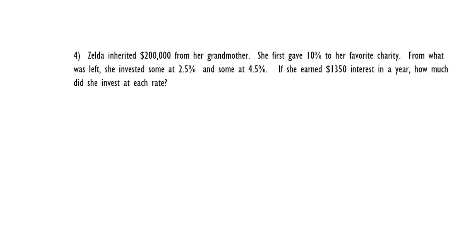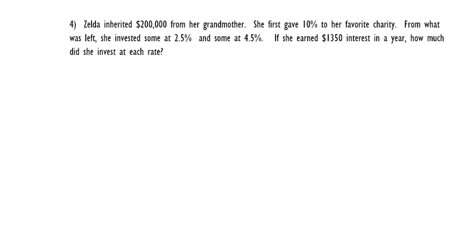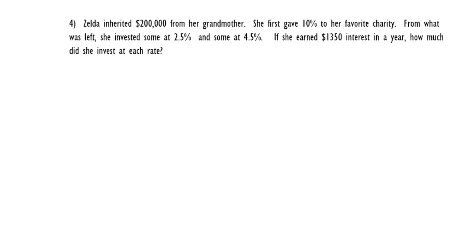Now, here's the second scenario. This is another interest investment kind of thing, but it's a little bit tricky with some extra information in here. It says that Zelda inherited $200,000 from her grandmother, and she immediately gave 10% to her favorite charity. And then what was left, she invested at these different rates. So what's tricky here is that this 200,000 that she inherited, she didn't actually keep that full amount. She gave away 10% of it.